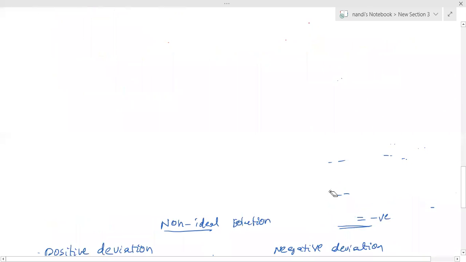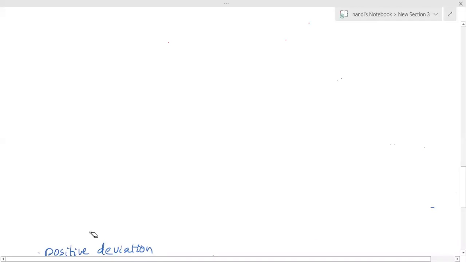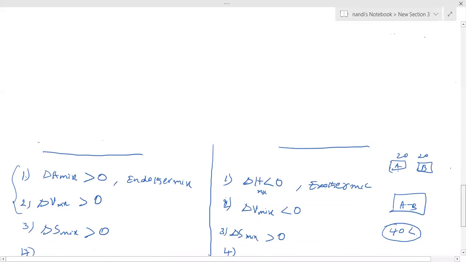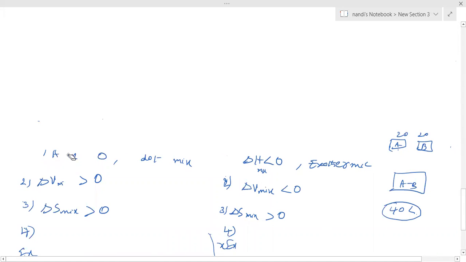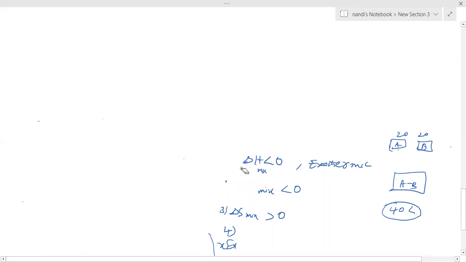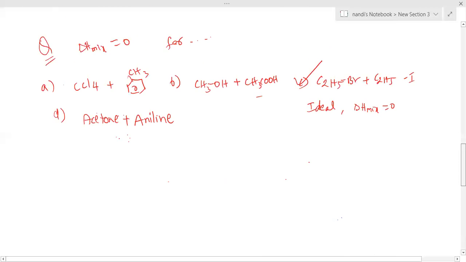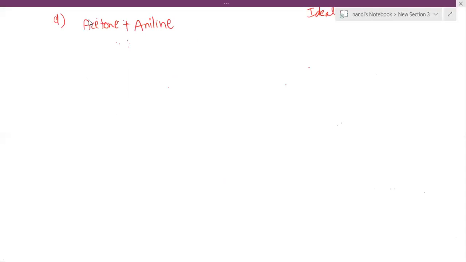Suppose I am mixing two components, and they show more vapor pressure than the expected value. The expected value is that of an ideal solution, which is always the calculated value. Suppose you get more than the expected value, then we call it a non-ideal solution. If the value is more than expected, it is positive deviation; less than expected is negative deviation. Understood? Only two terms. Less than means negative, more than means positive.